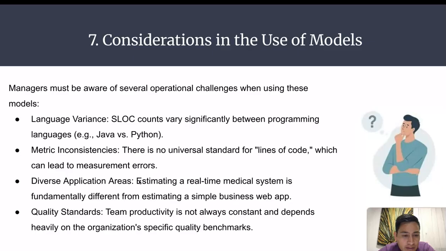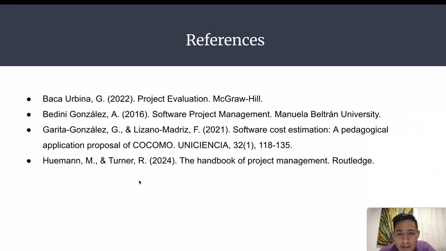This is very important. It depends on the complexity of the application to deploy, no? Quality standards. Team productivity is not always constant and depends heavily on the organization's specification quality benchmark. I include a reference that is work.